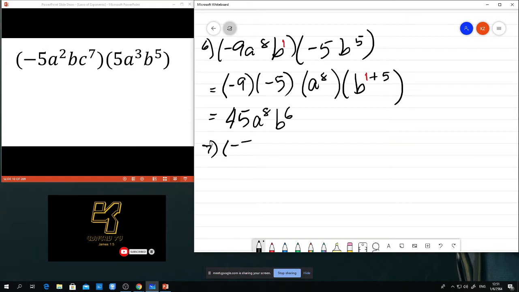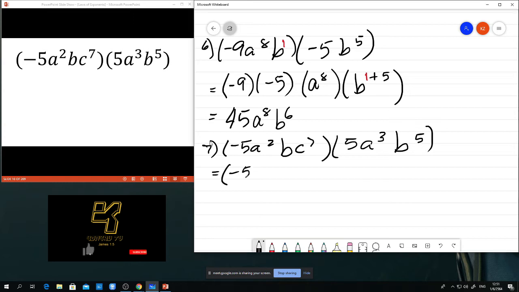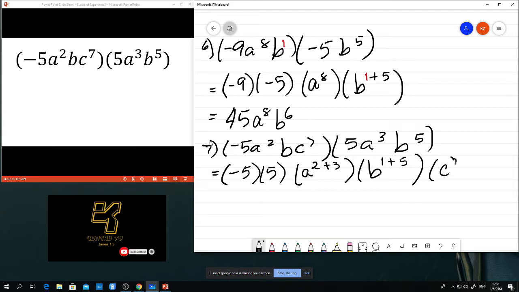Okay, so -5, a power of 2, b c power of 7 times 5a power of 3, b power of 5. Okay, so I will write the solution in detail. -5 times 5 times a power of 2 plus 3. And then b power of 1 plus 5. And then c power of 7.